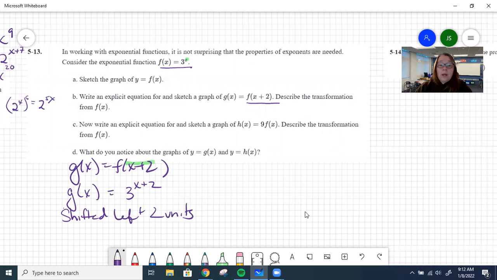All right, now write an explicit equation and sketch the graph of h of x equals 9 times f of x.